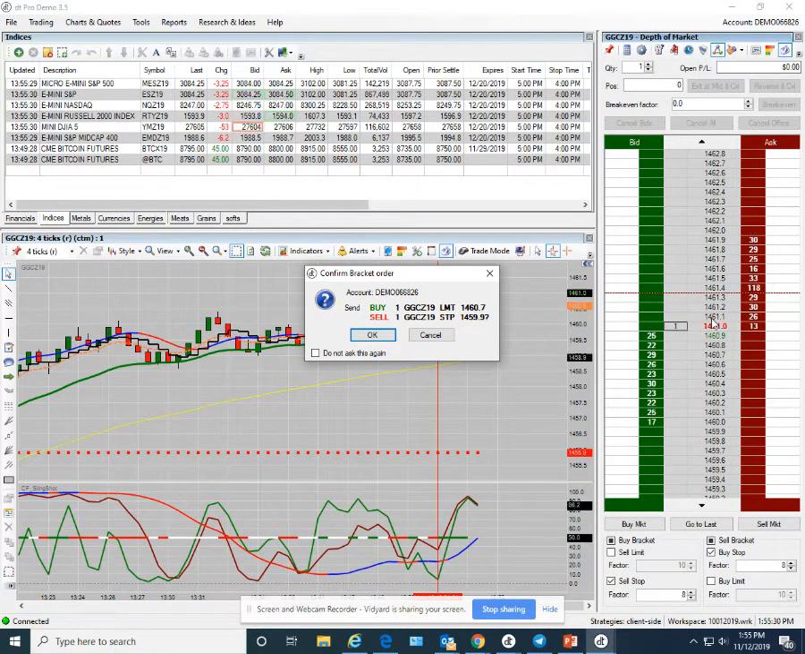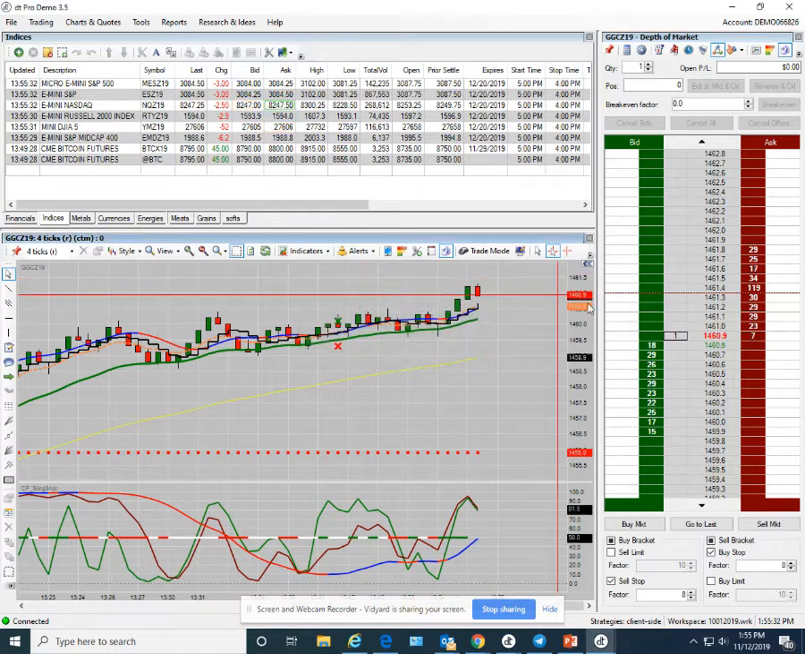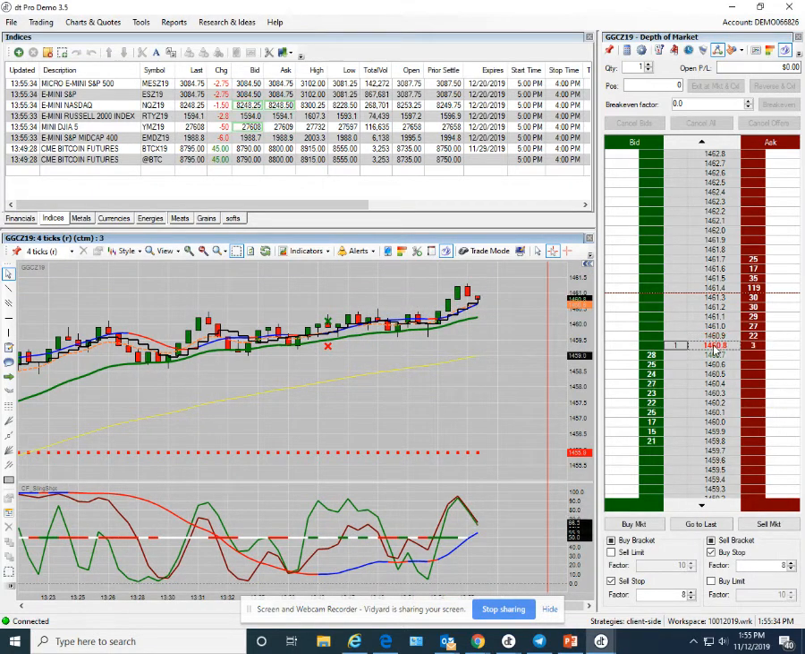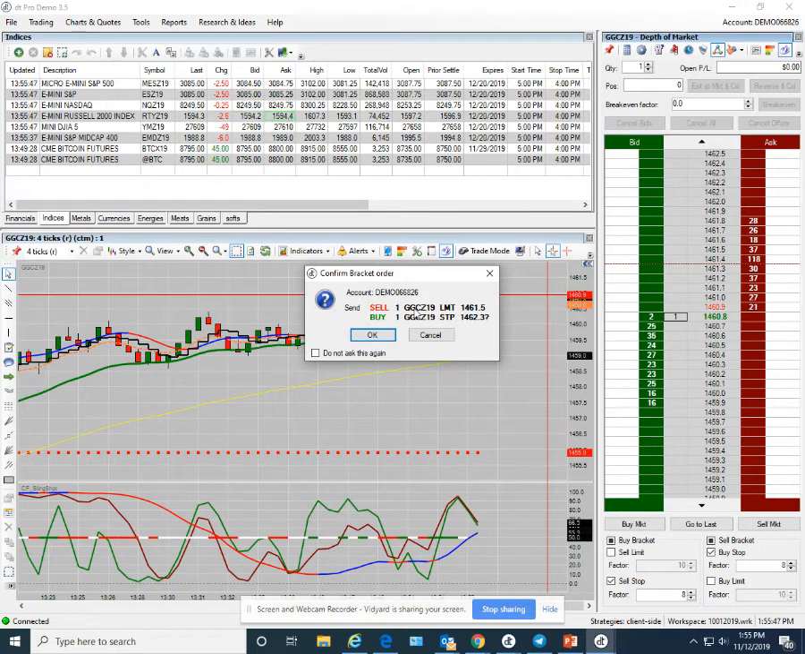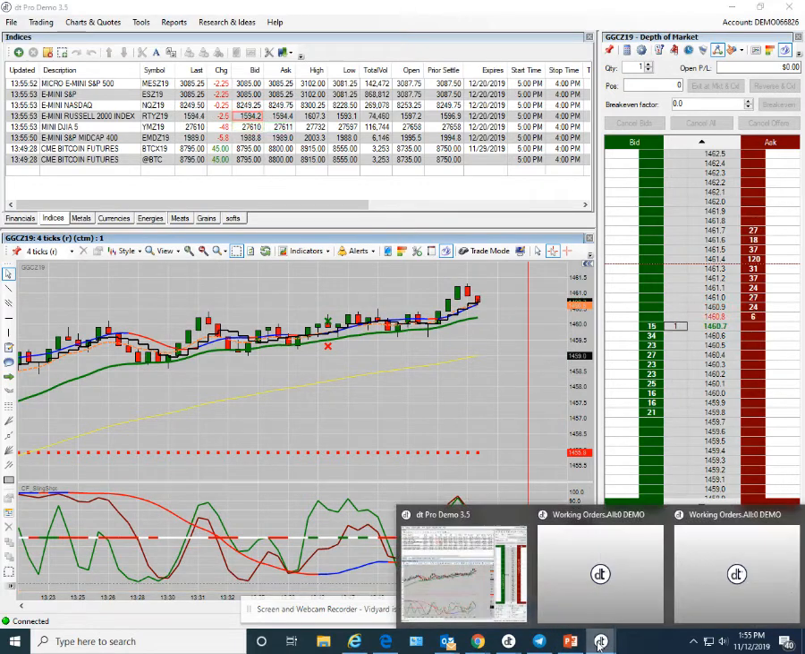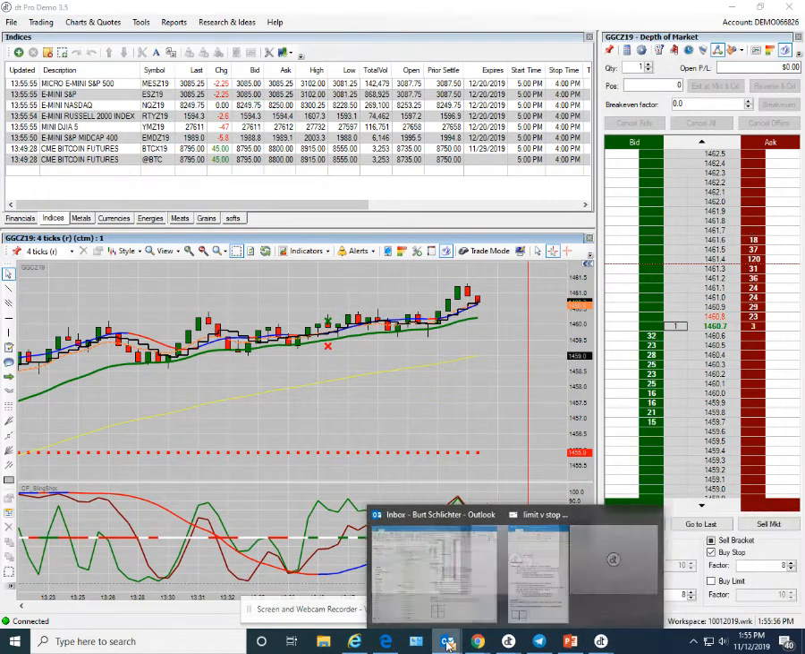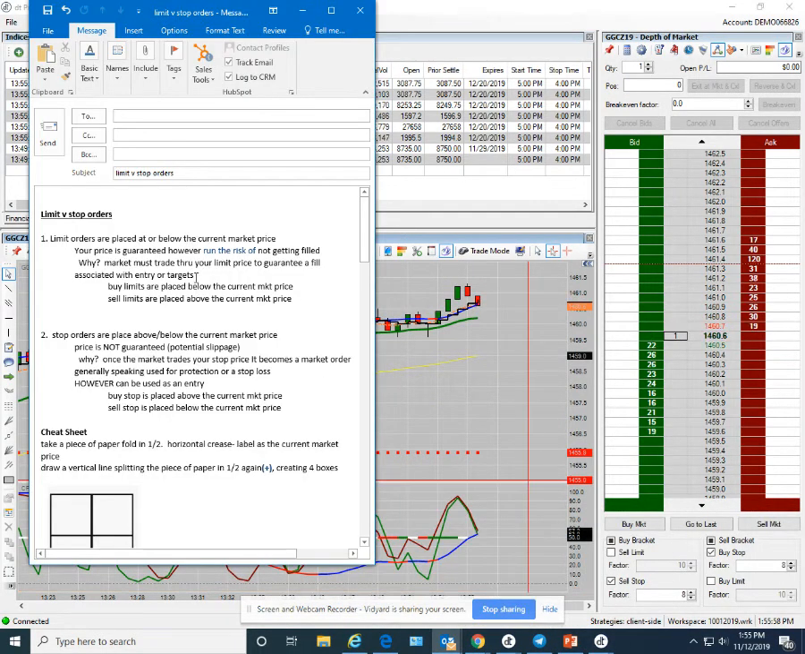1460.70 is below the current market price. If I was thinking, hey, I think the market is going to go down, and we know that the current market price is here at 1460.90, I would place an order at or above the current market price. So in this example, I'm trying to short it at 1461.5. That's what limit orders are. We are placing orders at or below the current market price.